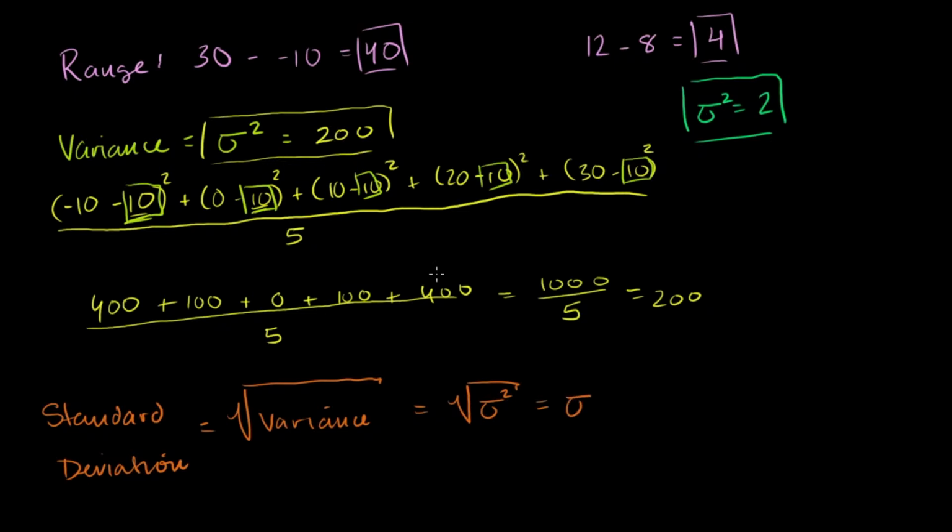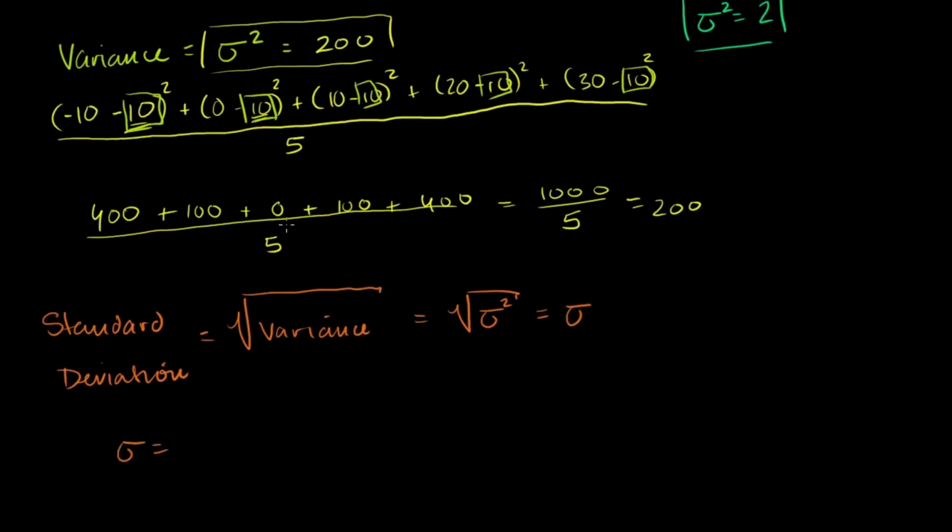The standard deviation of this first one up here, of this first data set, is going to be the square root of 200. Square root of 200 is what? The square root of 2 times 100 is equal to 10 square roots of 2. That's the first data set. Now, the standard deviation of the second data set is just going to be the square root of its variance, which is 2, which is just the square root of 2.